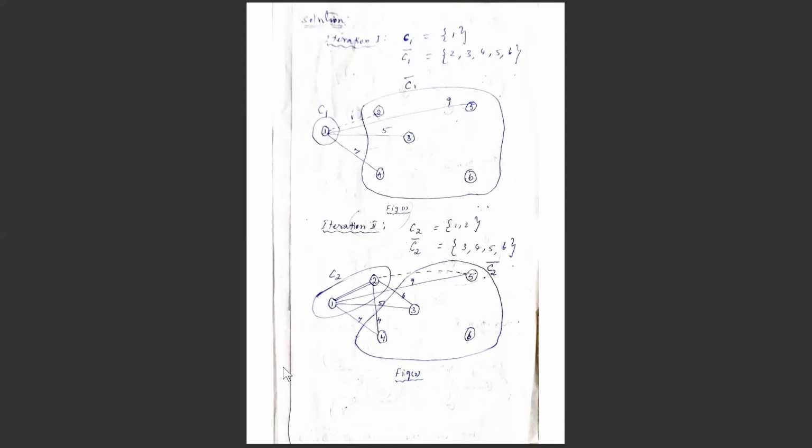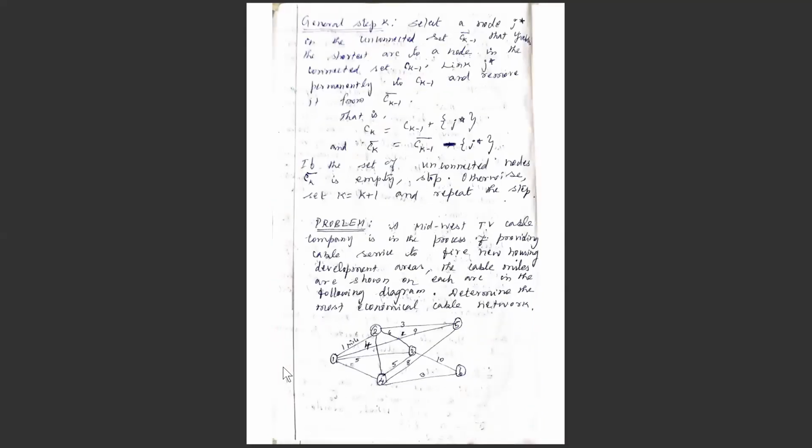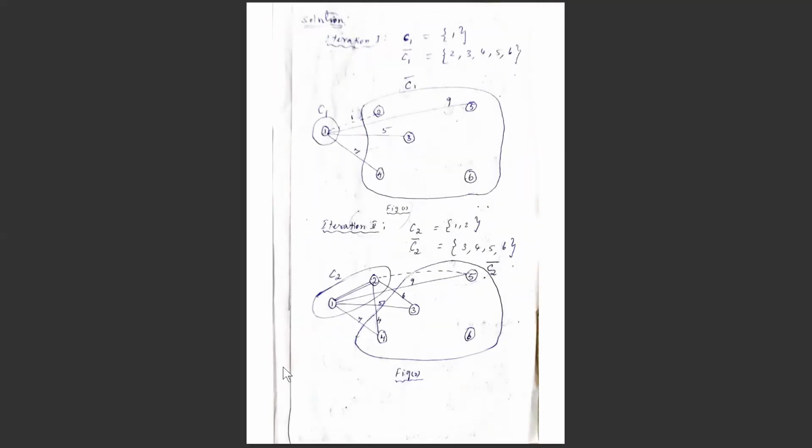from node 1 and node 2, node 5 from node 2, the distance of node 5 from node 2 is 3 miles. So that is the minimum distance here. So we are going to link permanently node 5 to C2, and we are going to remove it from C2 bar.